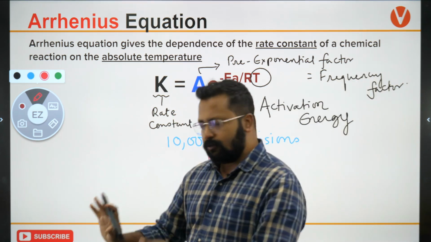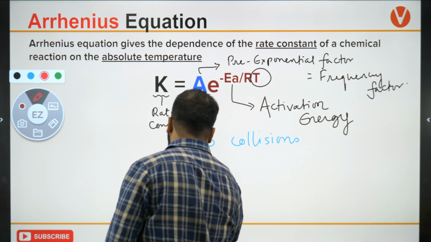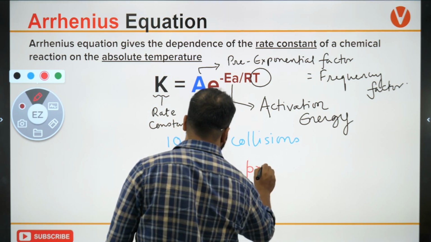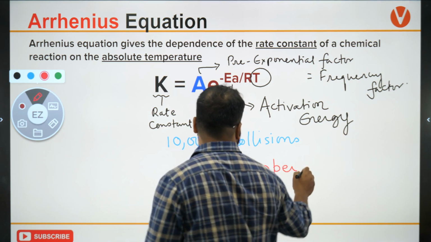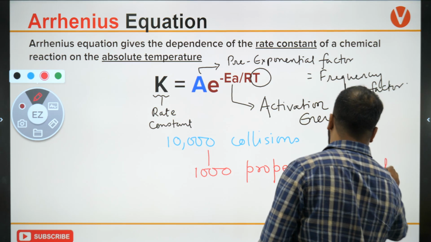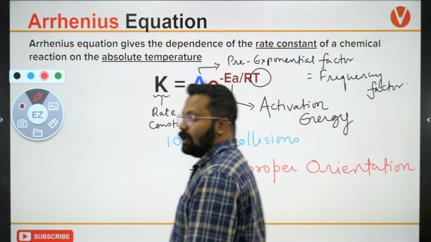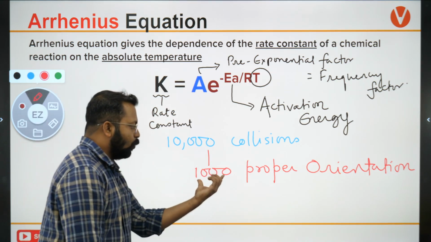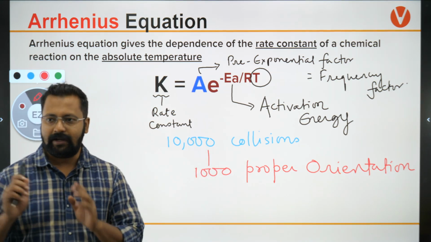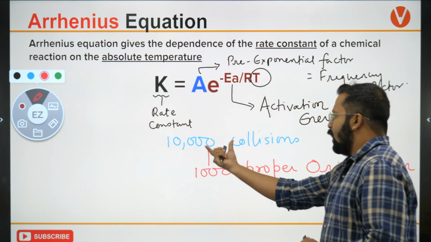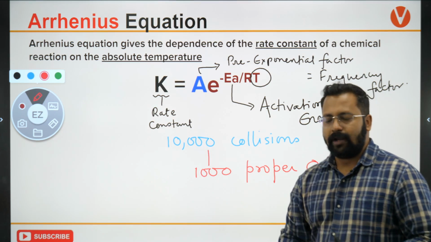So all 10,000 collisions will not have proper orientation. Out of 10,000 collisions, let's say 1,000 have proper orientation.